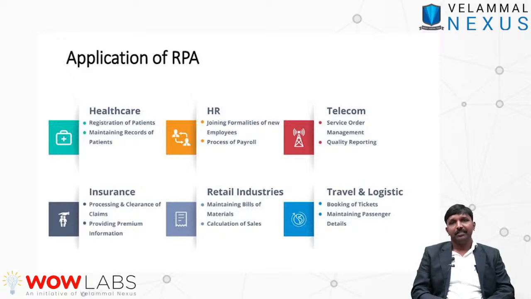And then maintaining passenger details. After booking a ticket, we have to maintain the passenger details, right? Who is going to travel, at what time they are going to travel, and by what vehicle, like which bus or which train or flight. Everything will be maintained by RPA. Even lakhs and lakhs of passengers can travel in a day. The details of each and every passenger will be stored by RPA, and it can be retrieved in a second to check which passenger is traveling in which flight or which train, etc.